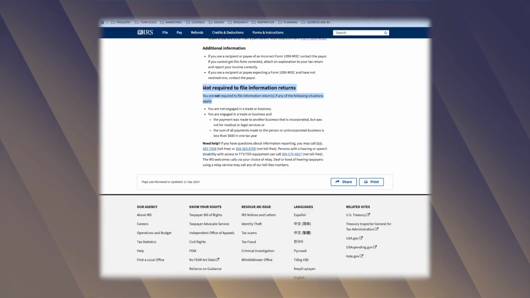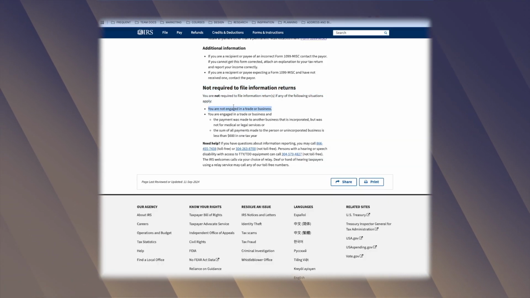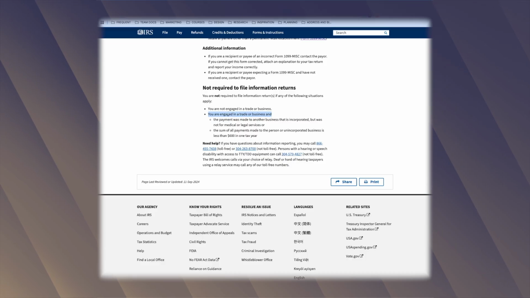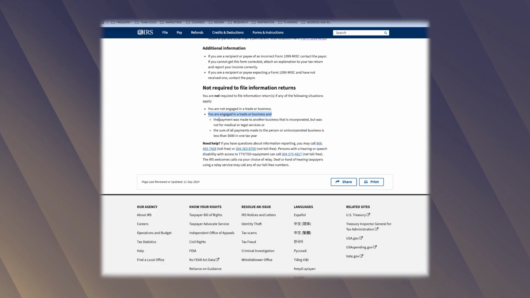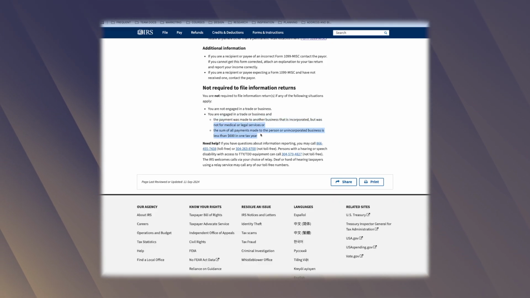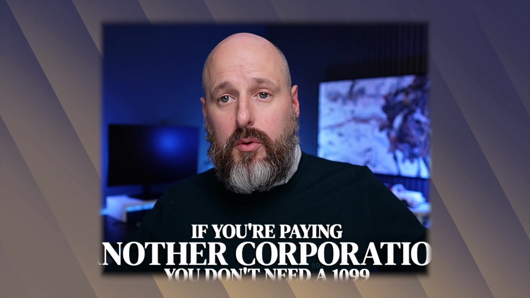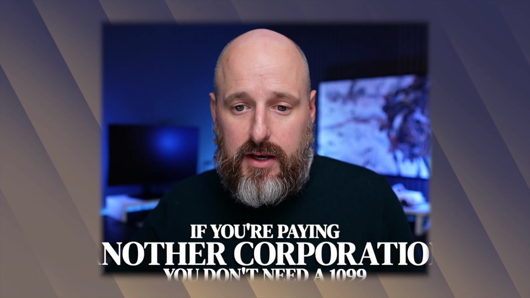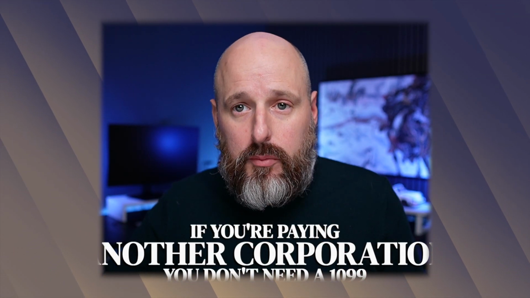Not required to file information returns when you're not engaged in a trade or business. That means I used to interpret this as not doing business in the U.S., but in the code, it really looks like you just have an LLC that you have for fun. Also, you don't need to file if you're engaged in a trade or business and the payment was made to another business that was incorporated but was not for medical or legal services, or the sum was less than $600. So if I'm paying another corporation, I don't need to send a 1099. If you're paying me, you're paying an S corporation, you do not need to send me a 1099.